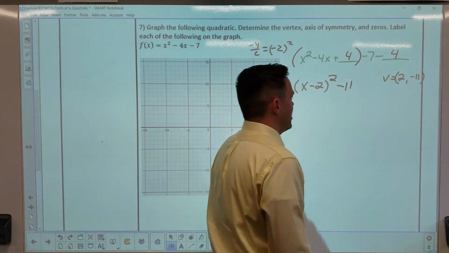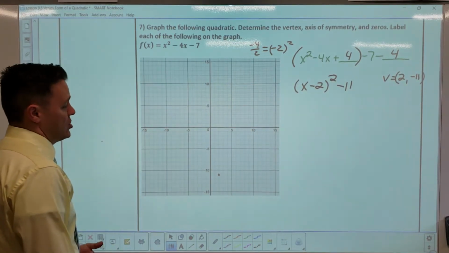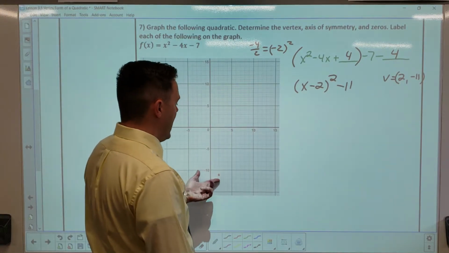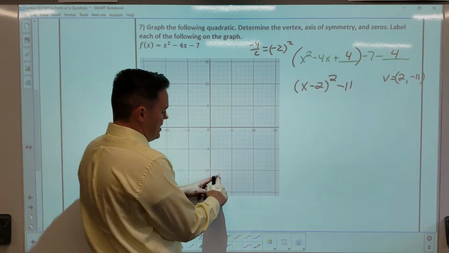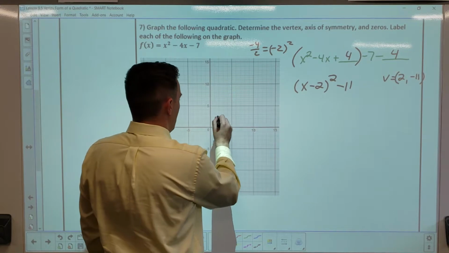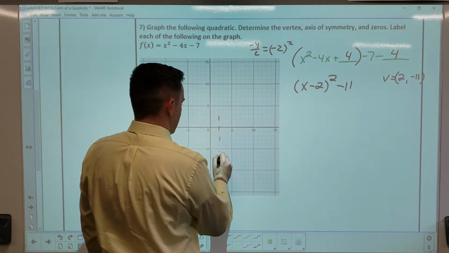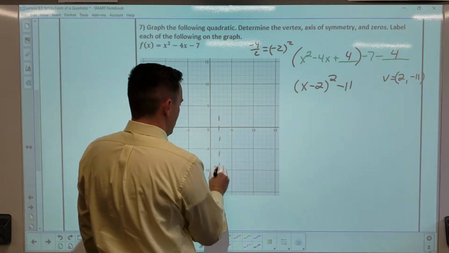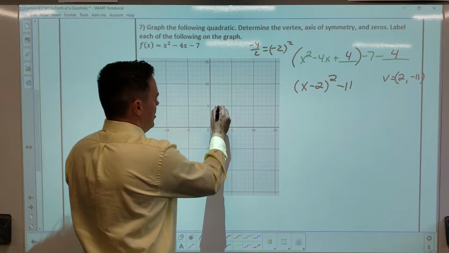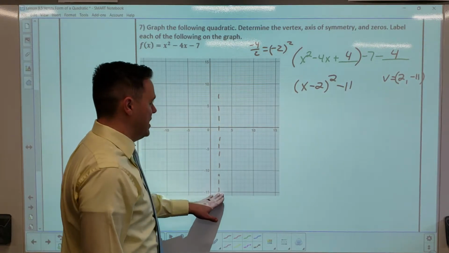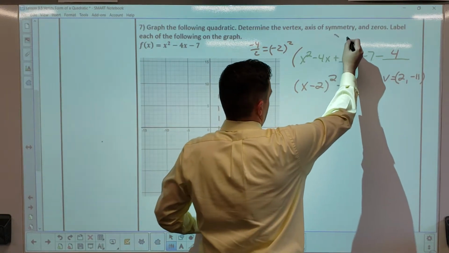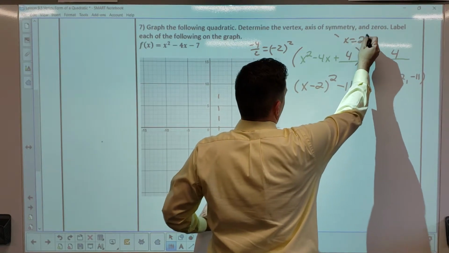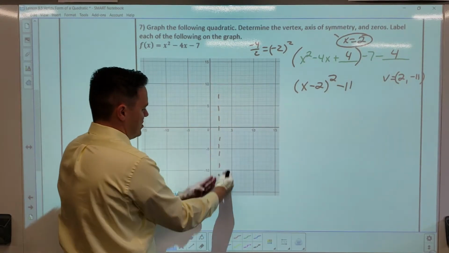All right, then it asks, what are your zeros or your axis of symmetry? Well, I know my axis of symmetry is going to be the x value here. So I know if I were to graph this, I'm going to get an axis of symmetry. And oh, that was a horrible mark right there. Axis of symmetry is going to be x equals 2, right? Because I know that's the line I'm on.